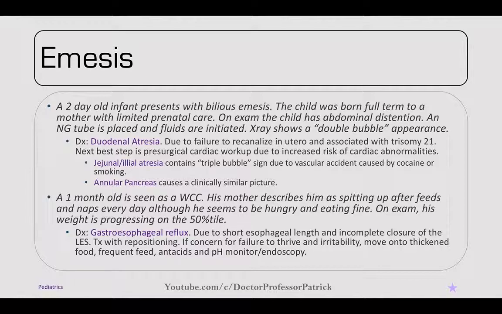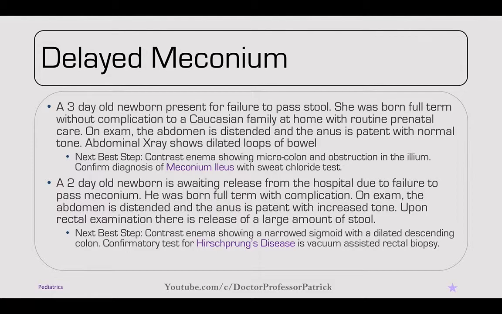Last, we've got a 1-month-old being seen at well child check. His mother describes him spitting up after feeds and naps every day, although he seems to be hungry and he's eating fine. On exam, his weight is progressing at the 50th percentile. And this can be due to GERD, or gastroesophageal reflux. This is due to short esophagus length and incomplete closure of the lower esophageal sphincter, and you can treat this with repositioning. If there's concern for failure to thrive and irritability, you can move on to thickened foods. You can add rice cereal, or frequent feeds, antacids, and pH monitoring.